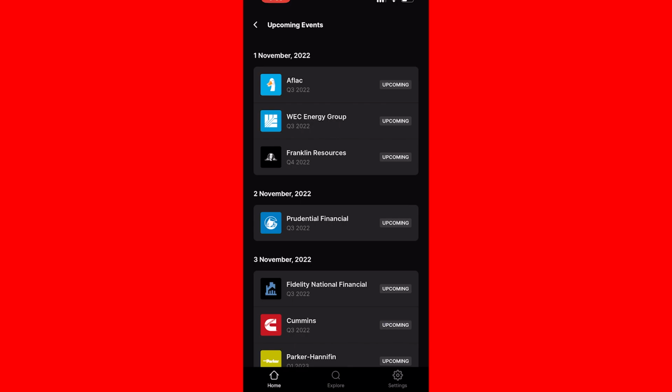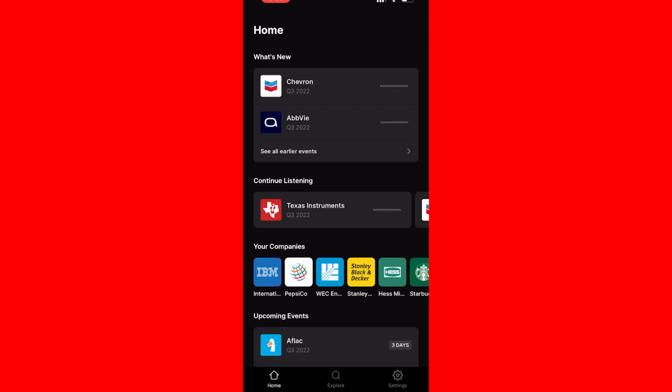And the cool thing is that not only does it tell you that, but it will actually allow you to not only see the earnings release, but also listen to the earnings call. So let's pull up Texas Instruments here.